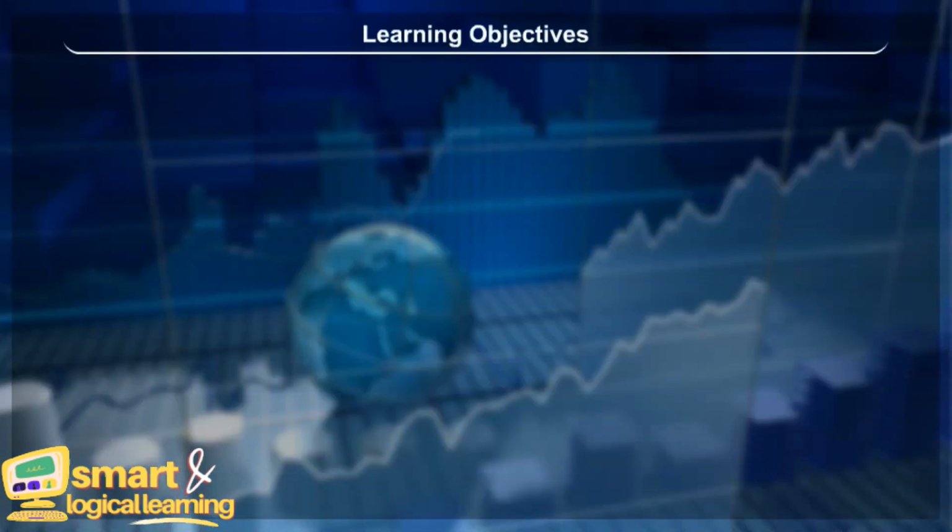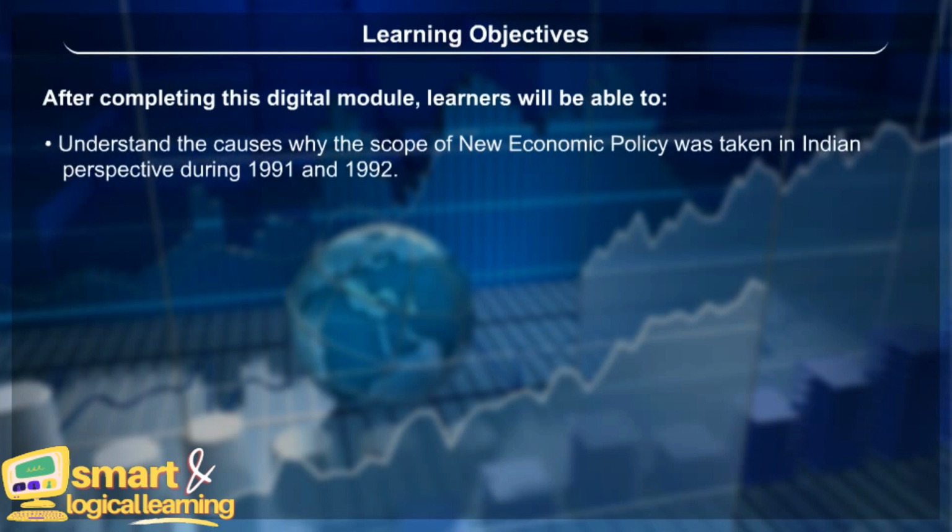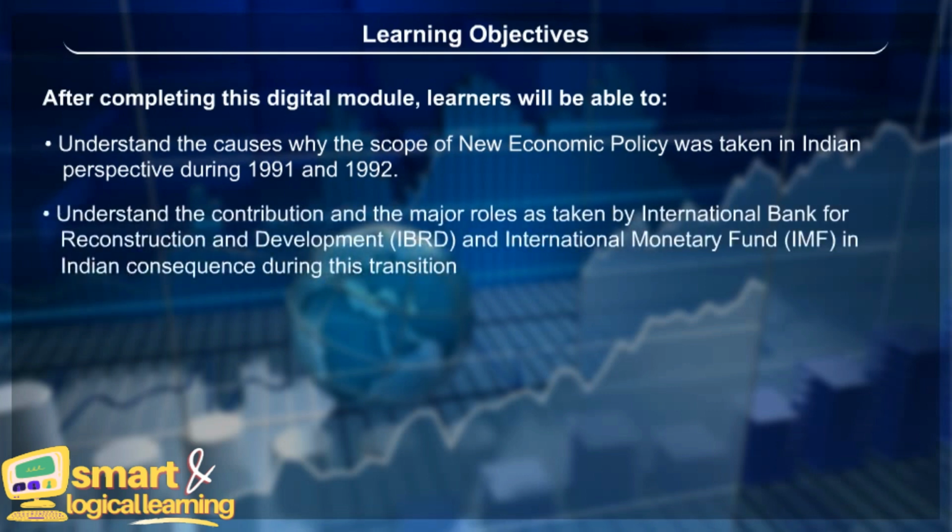Learning objectives. After completing this digital module, learners will be able to understand the causes why the scope of new economic policy was taken in the Indian perspective during 1991 and 1992. Understand the contribution and the major roles taken by the International Bank for Reconstruction and Development (IBRD) and the International Monetary Fund (IMF) in the Indian context during this transition.